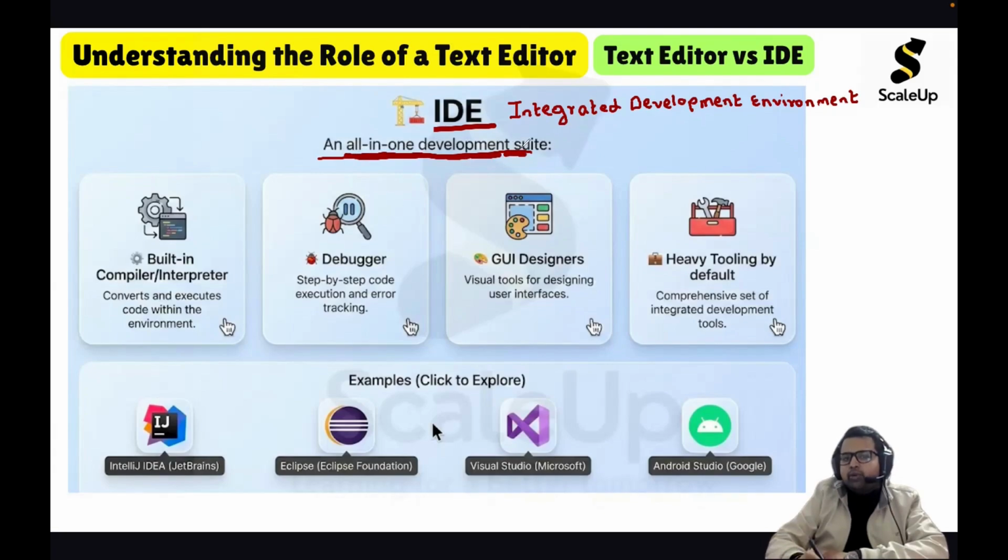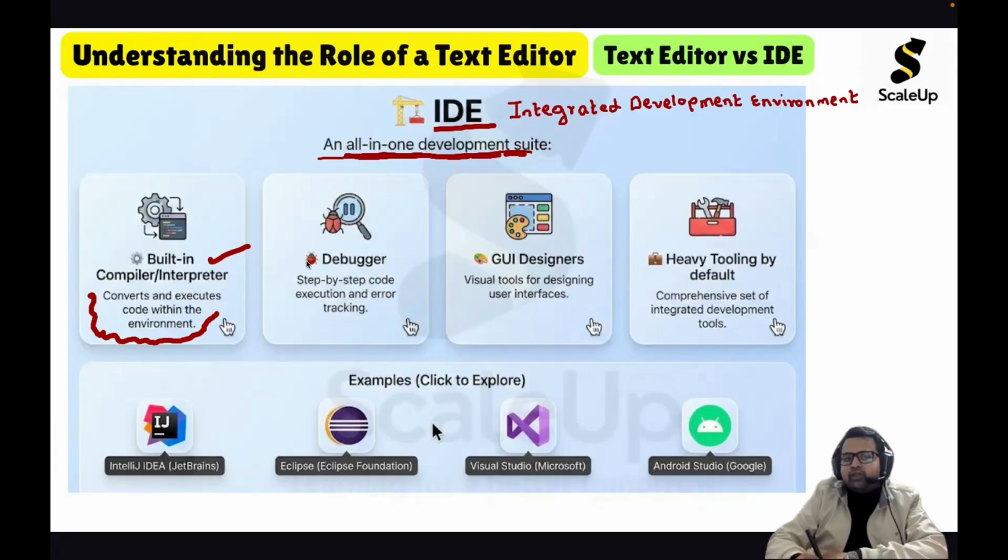So it's a perfect choice for developers, because an IDE has many more advanced features than a text editor. Like an IDE has a built-in compiler and interpreter, wherein in the IDE itself you can compile your code and build your project. But in a text editor, you have to compile it using CMD, like the terminal. So this built-in compiler and interpreter converts and executes the code within the environment itself. And it is a very powerful feature of an IDE, that is, the integrated development environment.